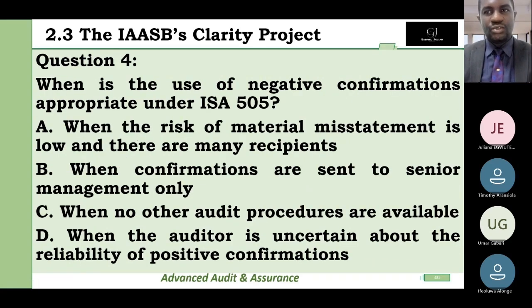Number 4, when is the use of negative confirmation appropriate under ISA 505? A, when the risk of material misstatement is low and there are many recipients. B, when confirmations are sent to senior management only. C, when no other audit procedures are available. D, when the auditor is uncertain about the reliability of positive confirmations.